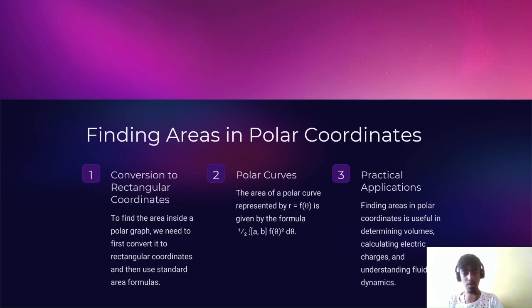Finding areas in polar coordinates. Conversion to rectangular coordinates. To find the areas inside a polar graph, we need to convert it into rectangular coordinates. Then use standard area formulas. Polar curves. Area of a polar curve represented by r is equal to f of theta is given by the formula. Third, practical applications. Finding areas in polar coordinates is useful in determining volumes, calculating electric charges, and understanding fluid dynamics.